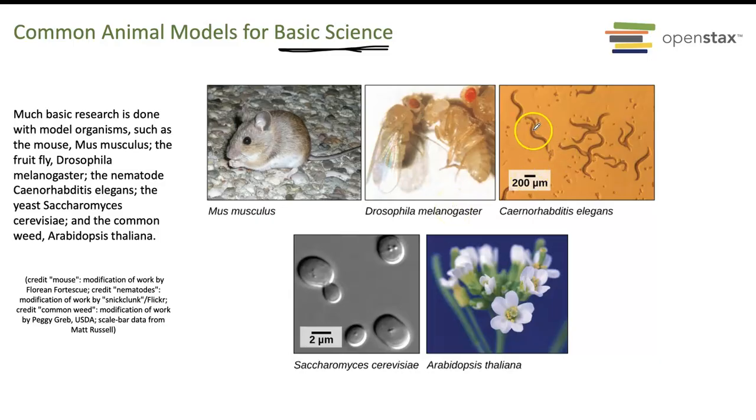these are fruit flies, Drosophila melanogaster. This is a tiny worm. This is probably as big as like a grain of rice or something. They're really small. Normally it's just like, they call it C. elegans. Saccharomyces cerevisiae, this is yeast. And then we have a flower. So these are really, really common, well-known models for genetics.